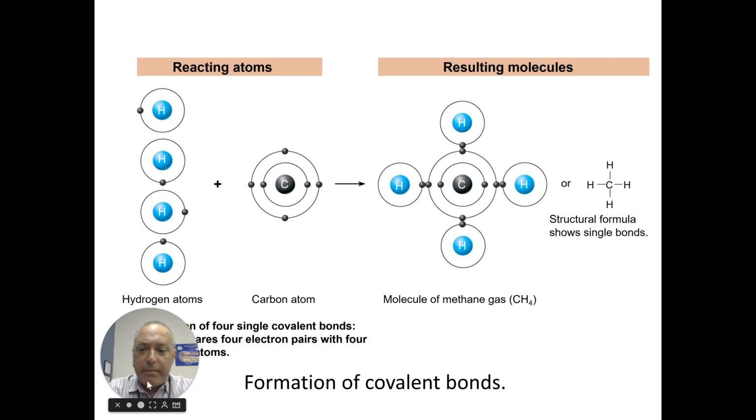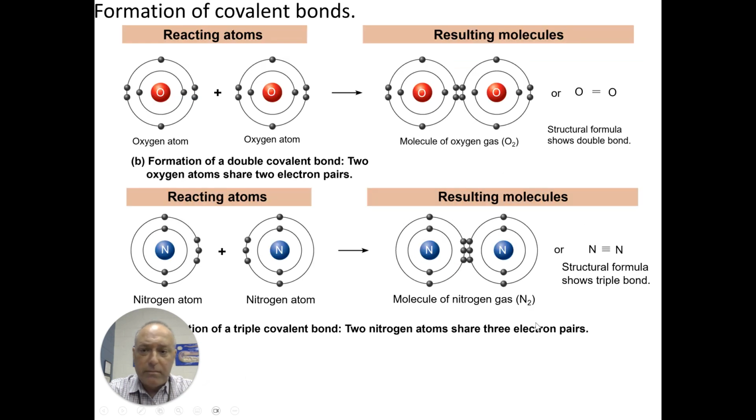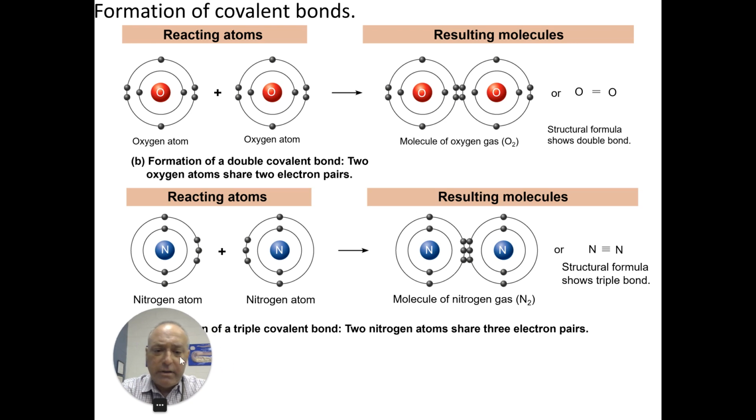So we've got hydrogen atoms, four of them plus one carbon. Carbon wants to have four electrons to complete its valence shell, and so it bonds with hydrogen four times and produces methane, or CH4. Two oxygens react together to share four electrons in total, so it forms a double bond, whereas nitrogen comes together and forms a triple bond.